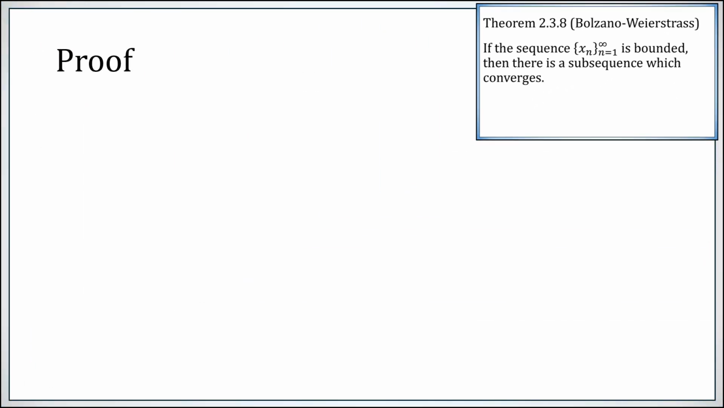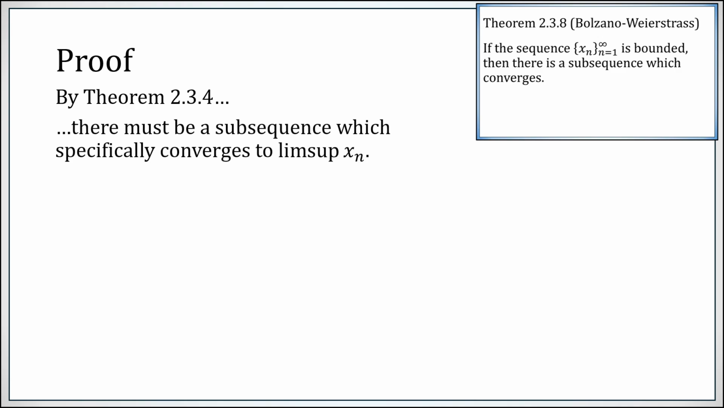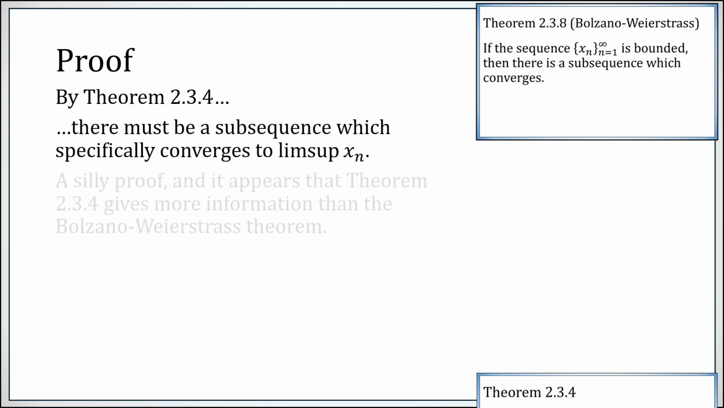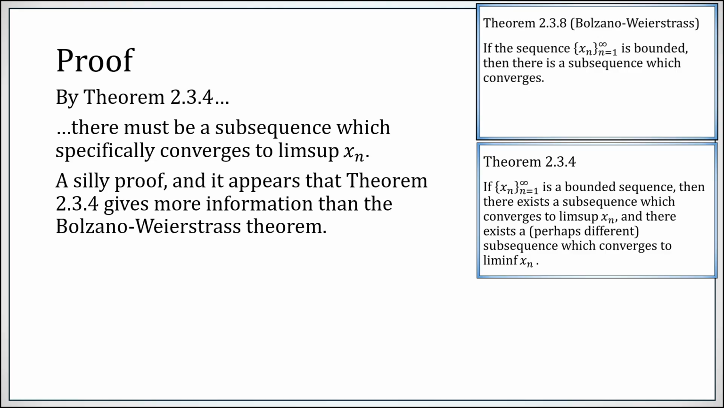Okay, we can prove it pretty quickly actually. By theorem 2.3.4, there must be a subsequence that converges to the limsup. There, done. If the sequence is bounded, there is a subsequence converging to the limsup, so there's a subsequence that converges. So it actually appears that theorem 2.3.4 gives much more information than the Bolzano-Weierstrass theorem. Bolzano-Weierstrass just says there's a subsequence that converges. 2.3.4 tells us there is a subsequence converging specifically to the limsup and a subsequence converging to the liminf.